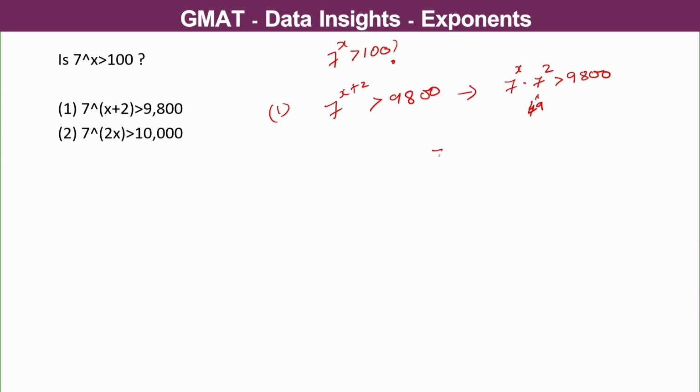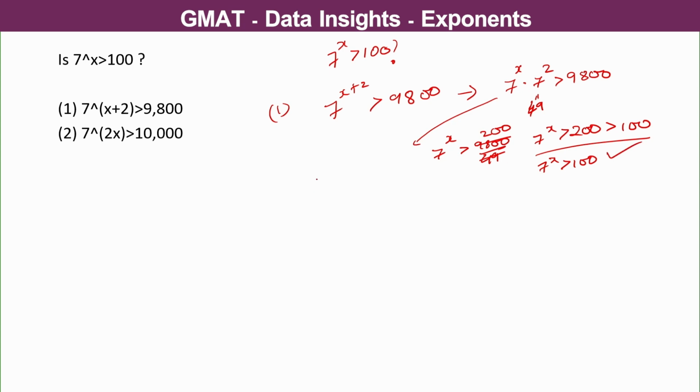9800. So, when you divide both sides by 7 to the power of 2 here, you will get 7 to the power of x is greater than 9800 divided by 49. 49 2s are 98 and 0. So, 7 to the power of x is greater than 200, which is greater than 100. So, yes, we can definitely answer the question. 7 to the power of x is greater than 100. So, therefore, this piece of information is sufficient.